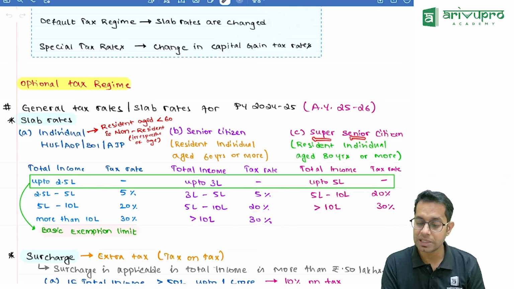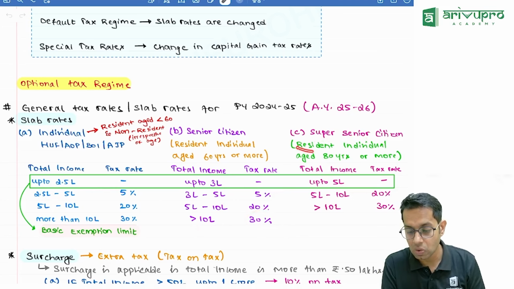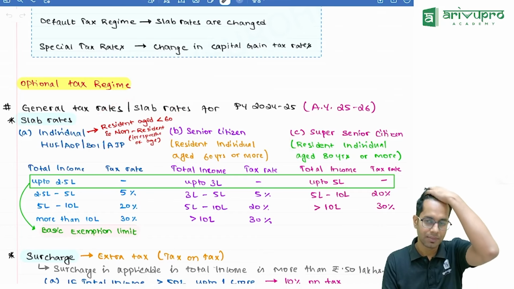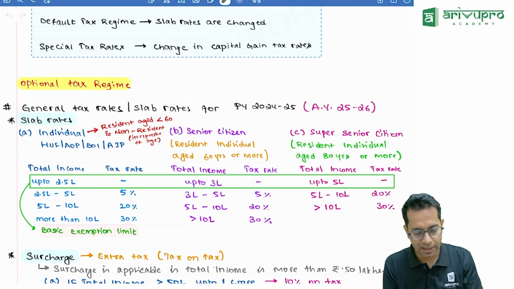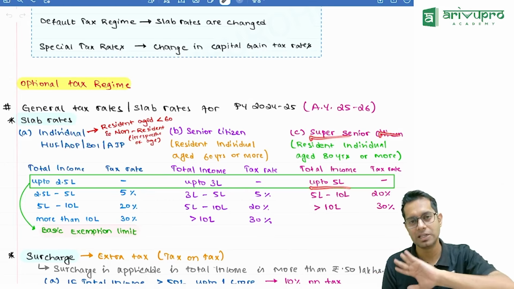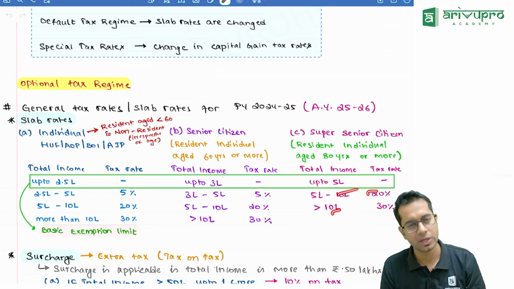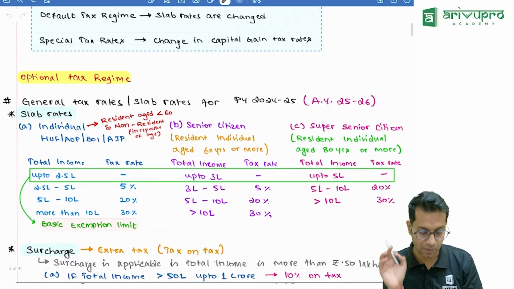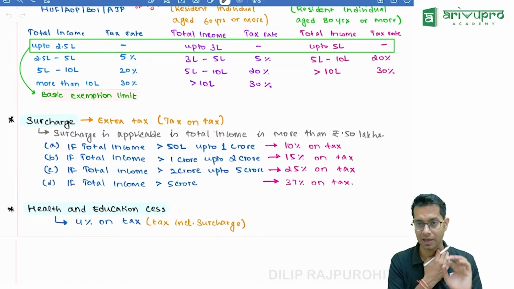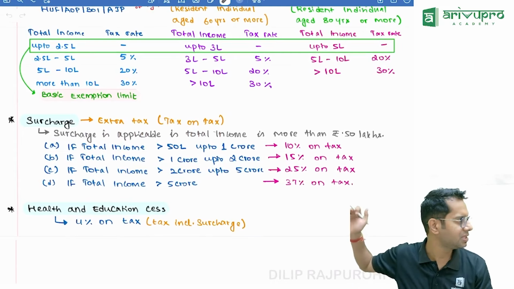And if you are a super senior citizen, please note, a super senior citizen also is a resident individual. If you are a non-resident person and more than 60 years, then you will fall under the normal category only. So if you are a super senior citizen, for you up to 5 lakhs there is no tax. 5 to 10, 20%; more than 10, 30%. This is under the optional regime. Now, once your income crosses, and please note, once we start our marathon, this is just amendment, okay?